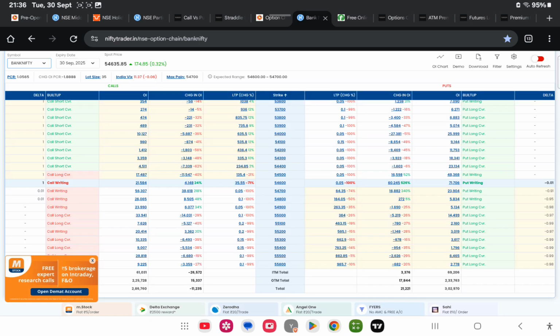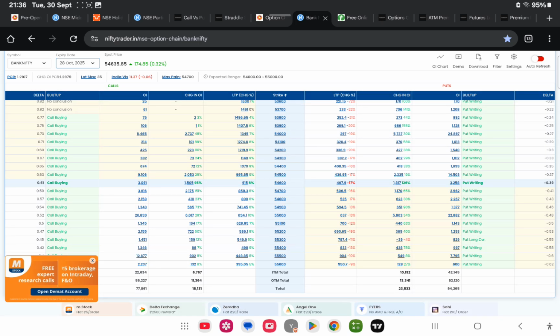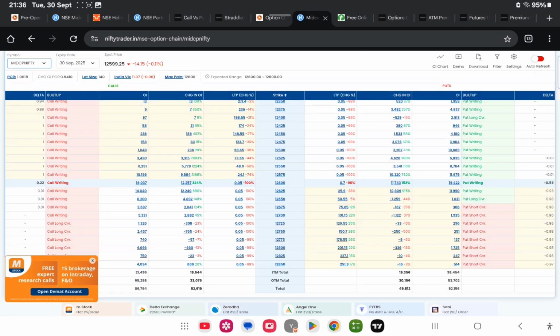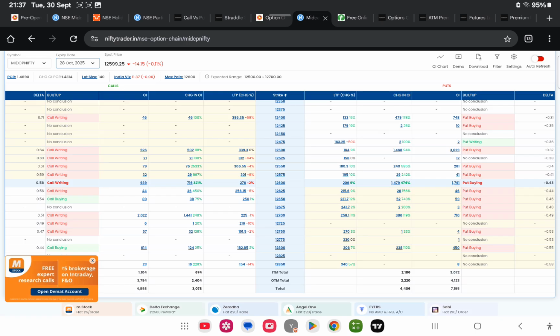Bank Nifty 2 and 2, sideways close. When you check for next expiry, it's 55 and 52. So sideways indication. Now I'll check for Midcap Nifty, 65 and 53. So clearly you could see why strong resistance is there. And when you check for the next expiry, it's 3K and 4K, very poorly built up open interest.